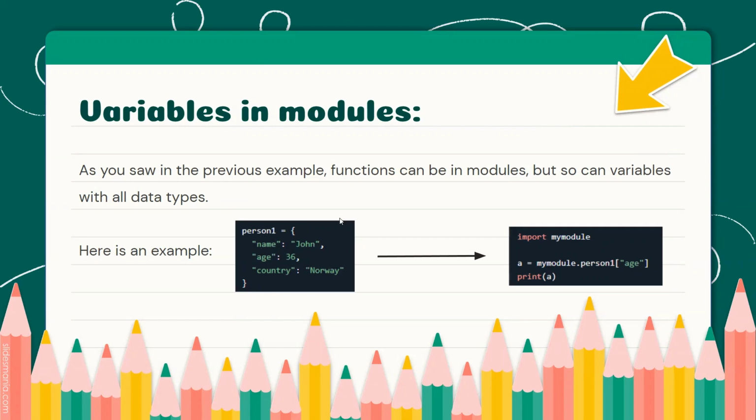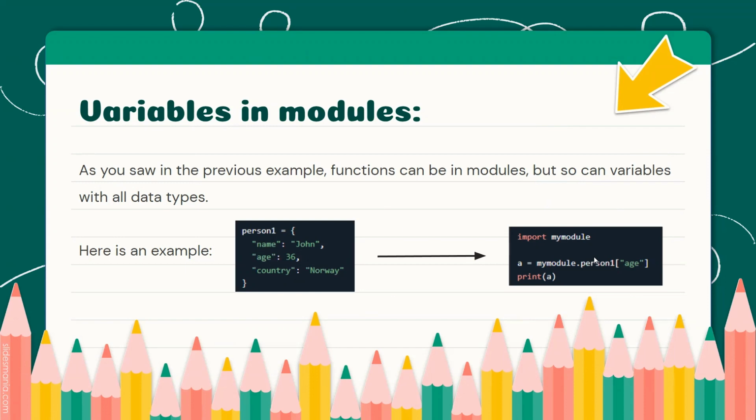Now if this is one module, we have the next one. We're importing this module. a equals mymodule.person1["age"], print a. What this is going to do is take just the age and print 36, because we're not importing the whole dictionary. We're just importing this one particular value inside of the dictionary.